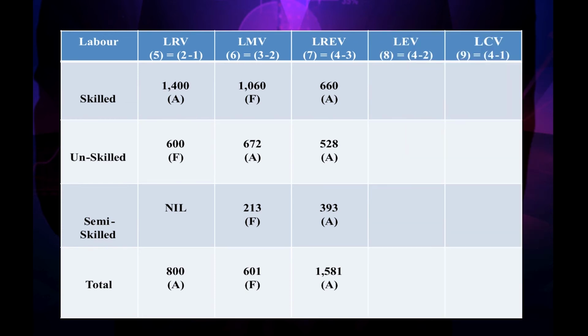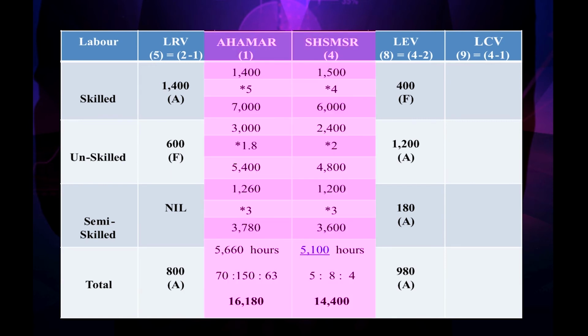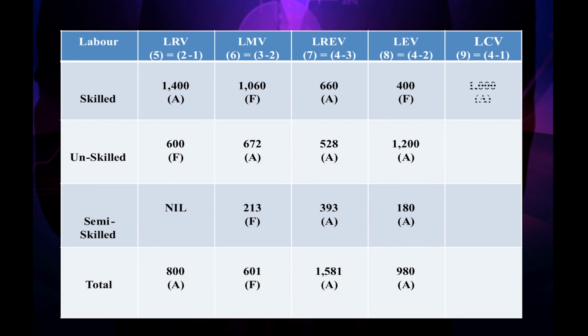Coming to column number 8 now, it is 4 minus 2. So, the value for the skilled is 400 favorable, unskilled 1200 A, semi-skilled 180 A, and total across all the 3 labor is 980 A. Column number 9, that is the last column, is 4 minus 1. So, for skilled labor it is 1000 A, that is adverse, unskilled 600 adverse, semi-skilled 180 adverse. The sum total of labor cost variance across all 3 labor varieties is 1780 adverse.